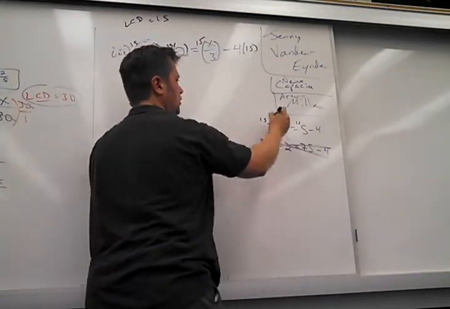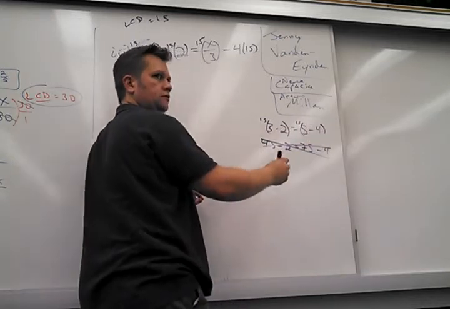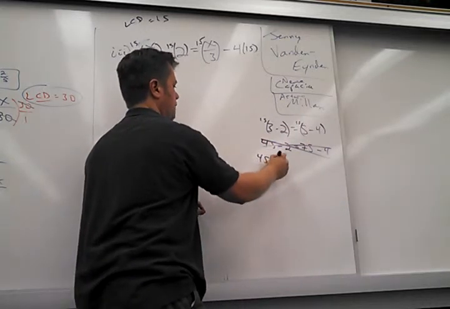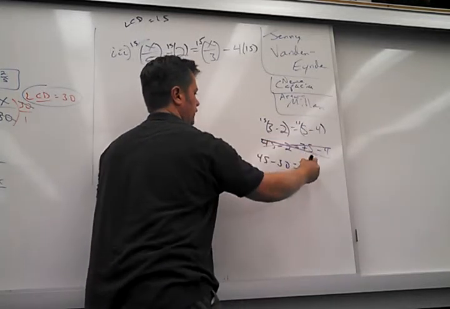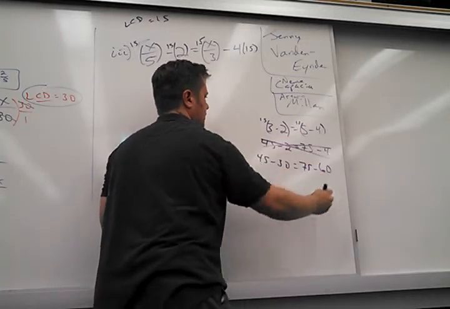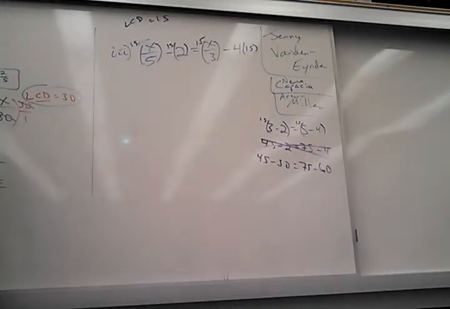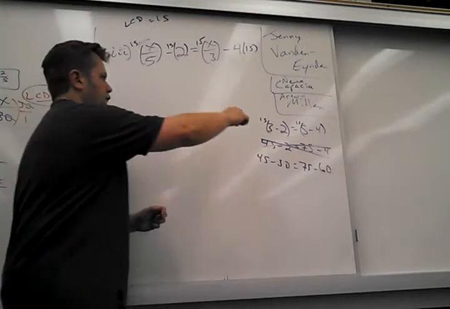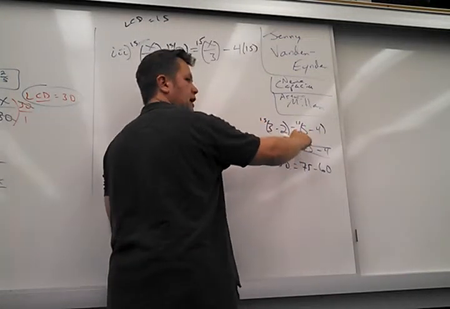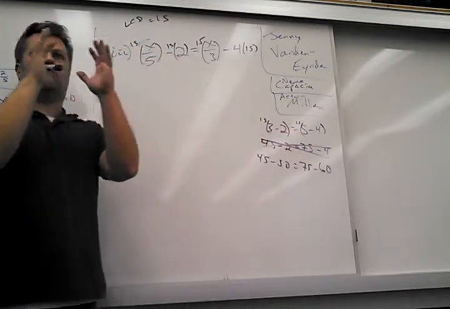So the right way to do it is to multiply the whole thing by 15. So this would be 45 minus 30 equals 75 minus 60. Is that true? They're both 15, right? So as long as you multiply every piece of the problem, it maintains the equality. It keeps that equation true.